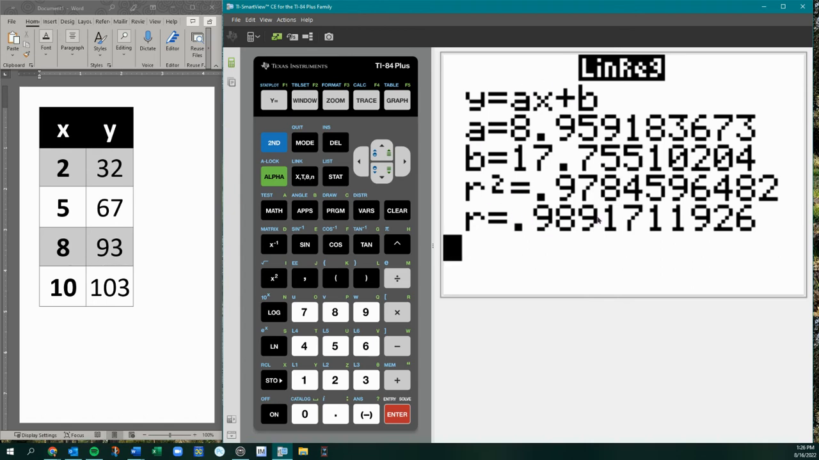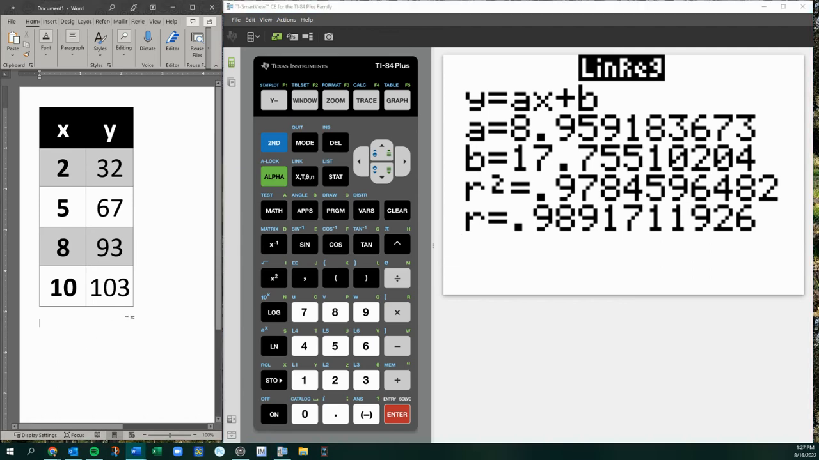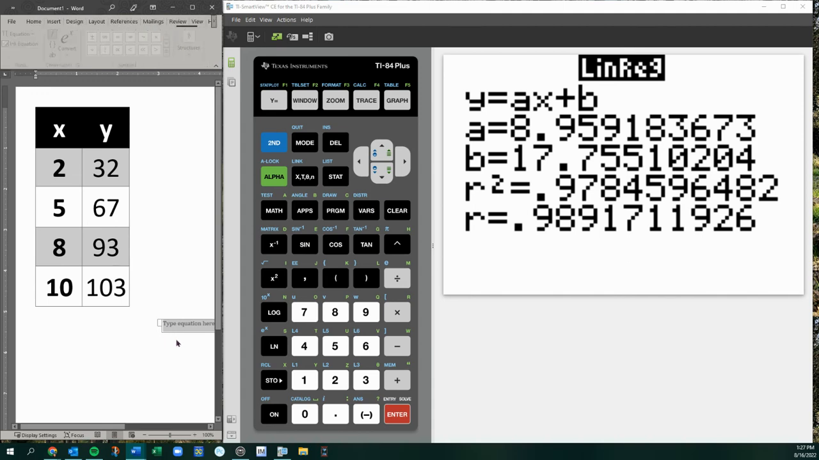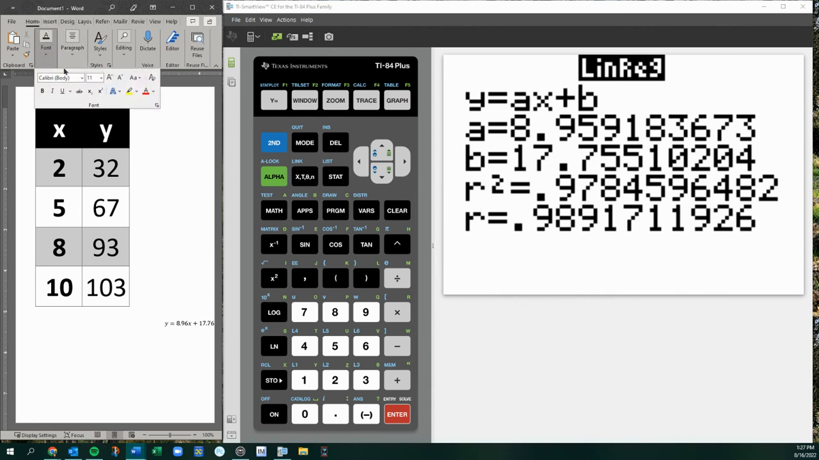So if we were writing this equation right here for this strong positive correlation, we would say that the equation is y equals, and then that number 8.96x, I'm rounding to the nearest hundredth, plus 17.76, right? I just got these numbers. Let me get it to show up for you a little bit better. I just got these numbers from the screen.